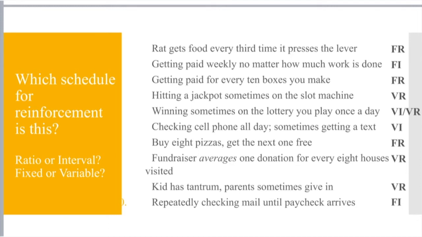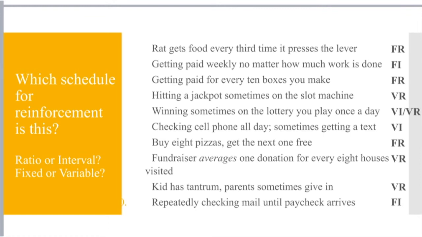Number 7, you buy 8 pizzas, get the next one free, right? That's a fixed ratio. Number 8, fundraiser averages 1 donation for every 8 houses visited. That's a variable ratio. When we're talking about the word average here, it's crucial in our understanding of what's going on here, right? Donations can vary tremendously, so the average is no guarantee of a fixed ratio of donations every 8th house, right? It's the average, right? So all of them compiled, there's no guarantee for that fixed ratio every 8 houses, if that makes sense.